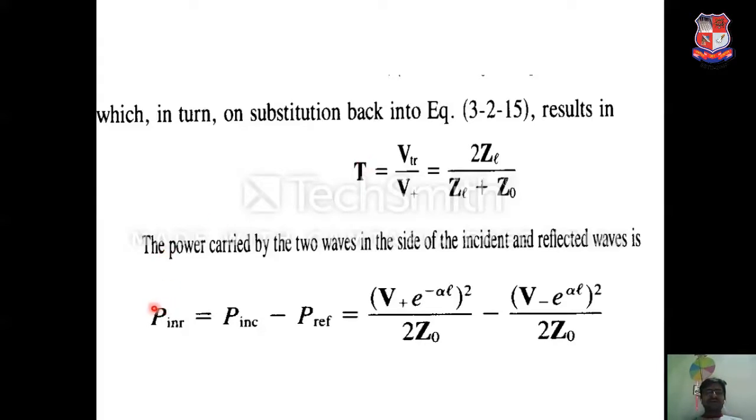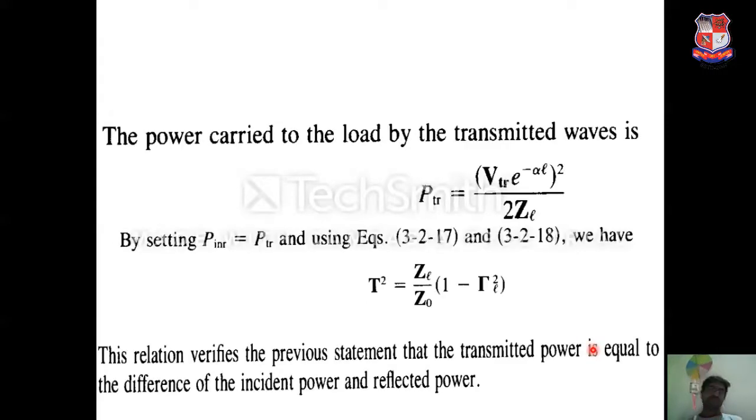Now the net power toward the load is defined by the incident power minus the reflected power. This is the effective quantity coming to the load, and we can define it by V plus into e raised to minus alpha L, squared, divided by 2 into Z0. I told it already, the power is defined by V square divided by 2 into R. The similar form we are using here, but in place of R we use Z, as it is complex resistance, that is, impedance. So minus V minus into e raised to alpha L, squared, divided by 2 into Z0.